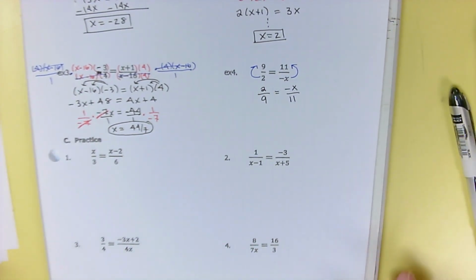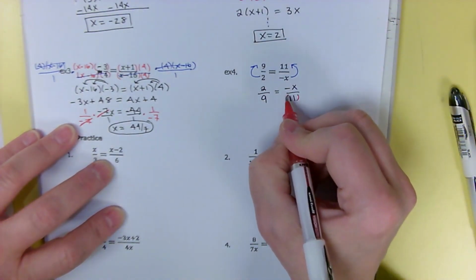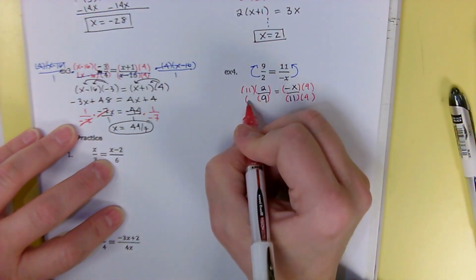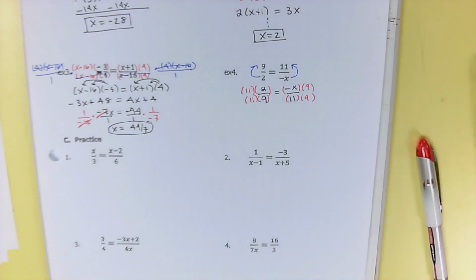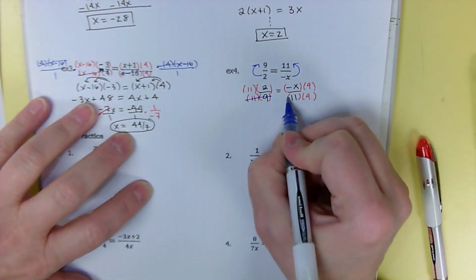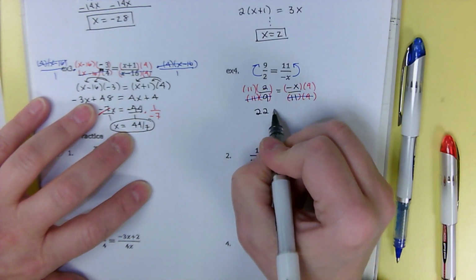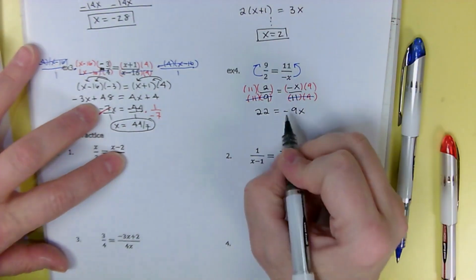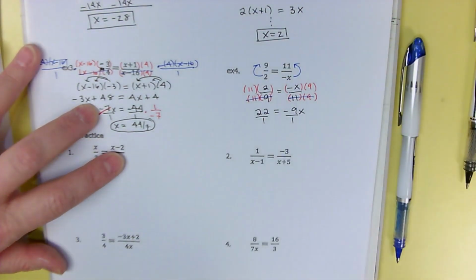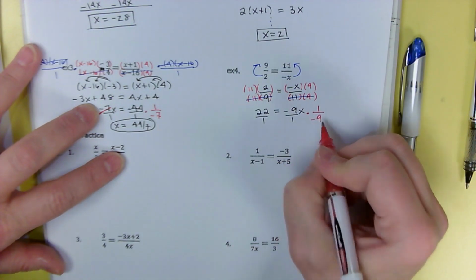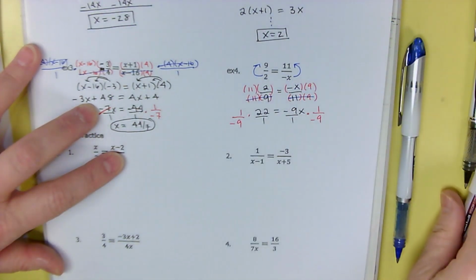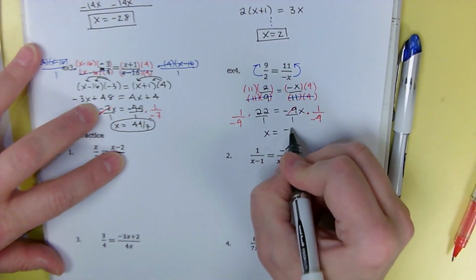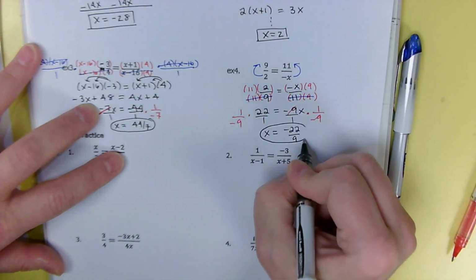Okay, to get the 11 away from the x, get a common denominator. So I'm going to multiply the right by 9 over 9. I'm going to multiply the left by 11 over 11. When the bottoms match, you can divide the bottoms out. And that leaves me with 22 equals negative 9x. To get the negative 9 off of the x, multiply by 1 over negative 9 so that the 9's cancel. And I get x equals negative 22 over 9.